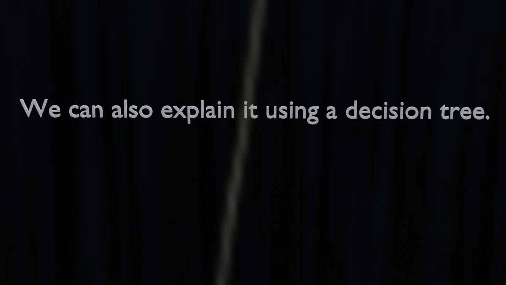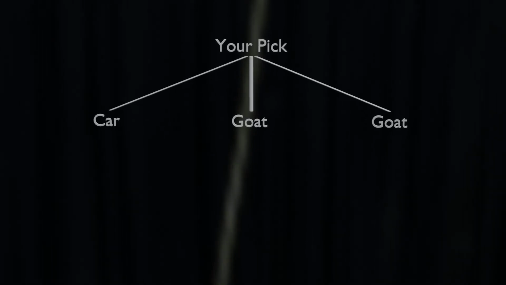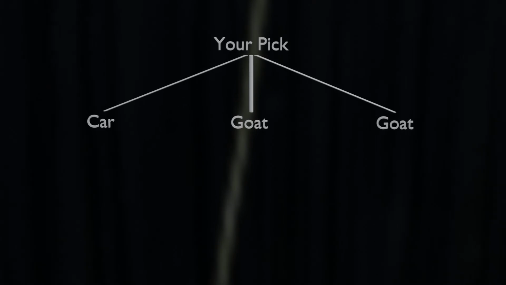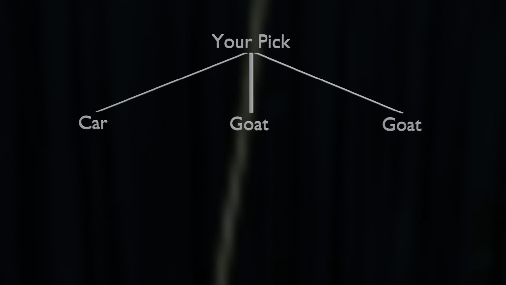The second way we can prove this result is by using a decision tree. We start again as usual with your initial pick of a door. You'll either choose a car or one of the 2 goats. You're equally likely to get a car as you are to get a goat, which is a third.